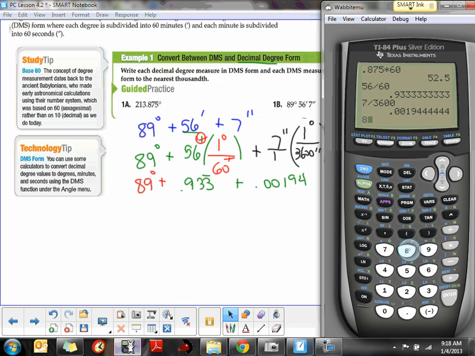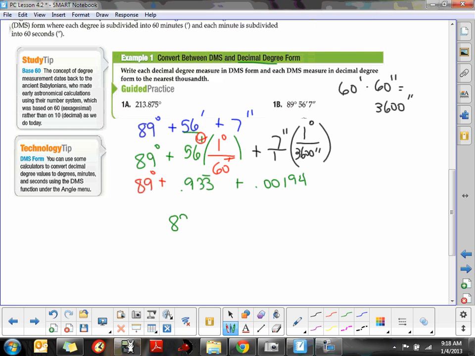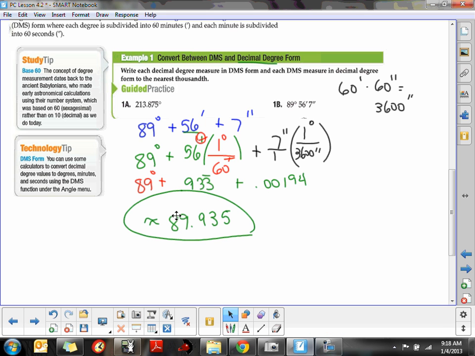So I want the 89 plus 56 divided by 60, plus 7 divided by 3,600. And I think we're supposed to round to the nearest thousandth, which gives 89.935. So 89.935 is our approximate answer for our decimal degrees. So those are conversions from degrees, minutes, seconds to decimal degrees, and vice versa.